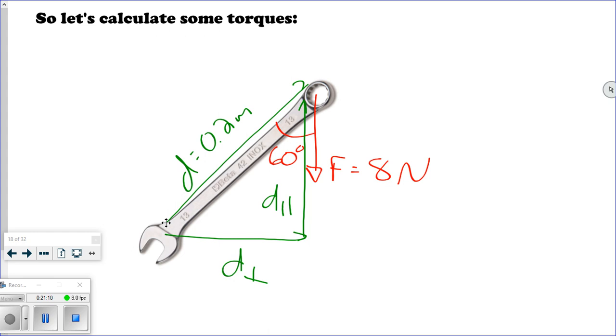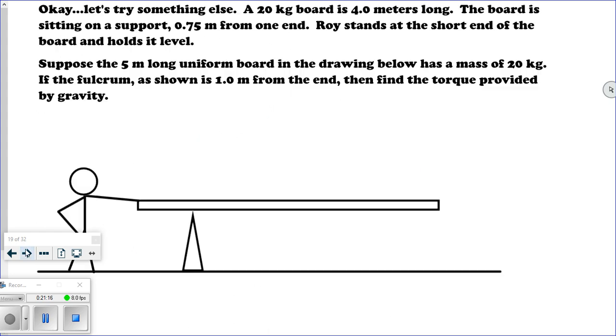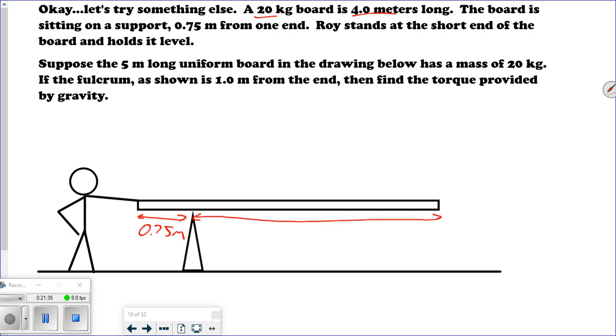All right, so finally, gravity. What do we do if there's gravity? Here we've got this 20 kilogram board. It's 4 meters long, and the board is sitting on a support 0.75 meters from one end. So let's label this. Here's our 0.75 meters. That means this distance is going to be 3.25 meters, because the whole board is 4 meters.